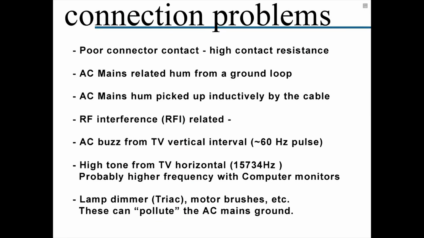Connection problem sources include poor connector contact resulting in high contact resistance, AC mains-related hum from ground loops, AC mains hum picked up inductively by the cable, RFI, radio frequency interference, AC buzz from television vertical interval, high tone from television horizontal, and lamp dimmer, triac, and motor brushes can pollute the AC mains ground.